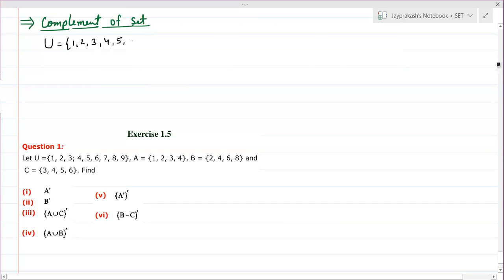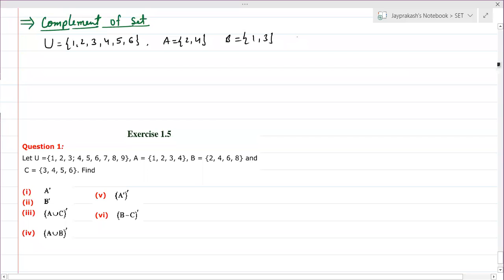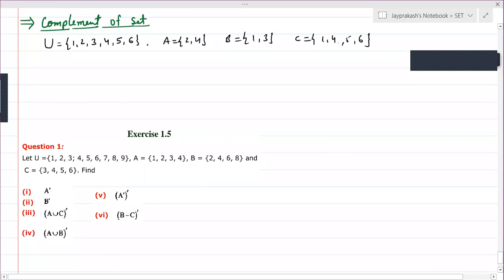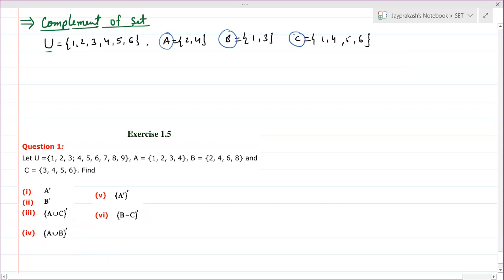For example, I will write here 1, 2, 3, 4, 5, 6. And we have taken the set A as 2, 4, B as 1, 3, and the set C as 1, 4, 5, and 6. So if you see here, this U has all the elements of set A, set B, and set C. That means you can say that A, B, C are subsets of the universal set.